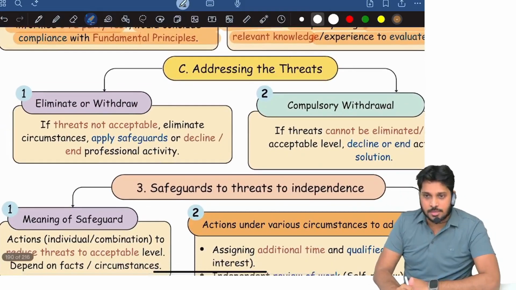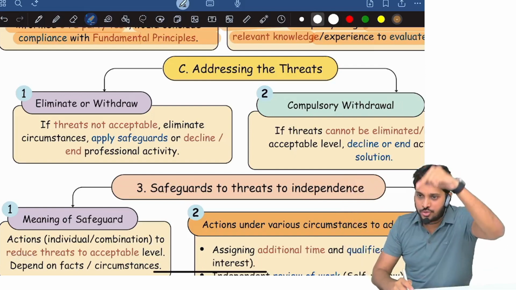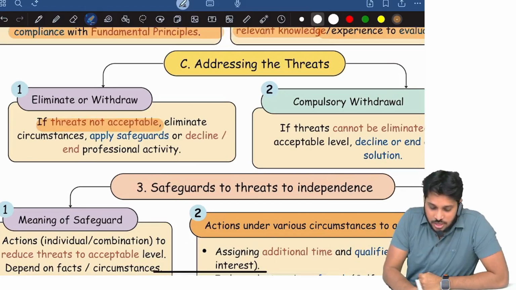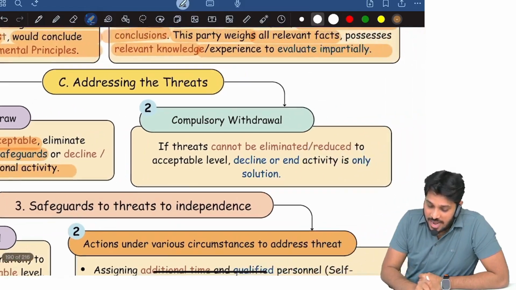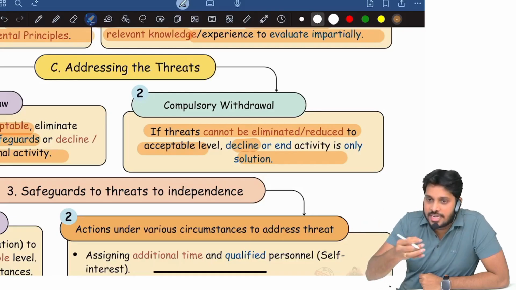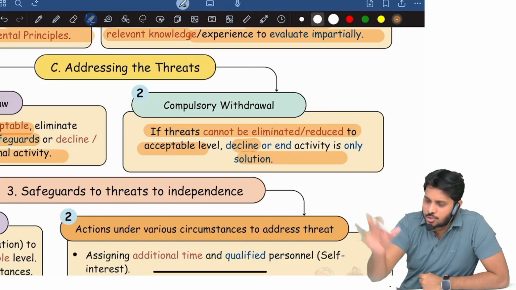Next, addressing the threat. How to address the threat? Suppose a threat is there, I identified a threat to independence. How should I address it? I should reduce it to an acceptable low level. If I'm unable to address it, I should withdraw from the engagement. If threats are not acceptable, eliminate the circumstance, apply safeguards, or decline the professional activity. If threats cannot be eliminated to an acceptable level, decline the activity. That is the only solution in that case. If the threat cannot be eliminated or reduced to an acceptable low level, you cannot continue the engagement. So you have to withdraw.